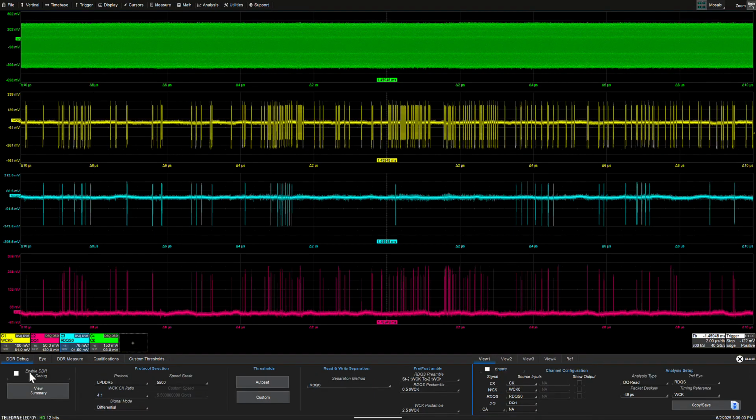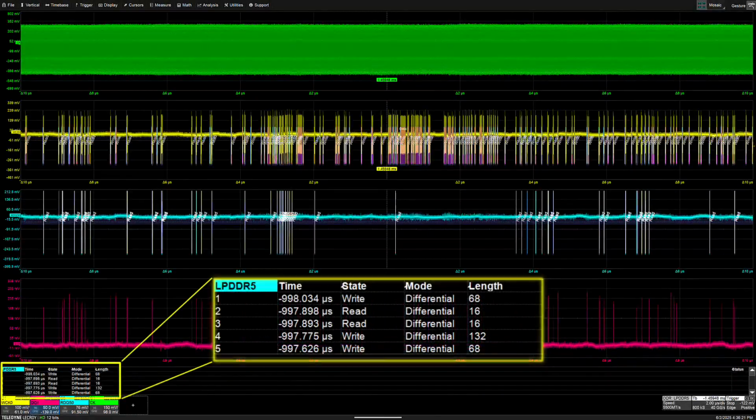Once everything's set, we enable DDR debug and activate one of the views with analysis type. In this example, I have selected view 1 and read as my analysis type. There are various methods of read-write separation.